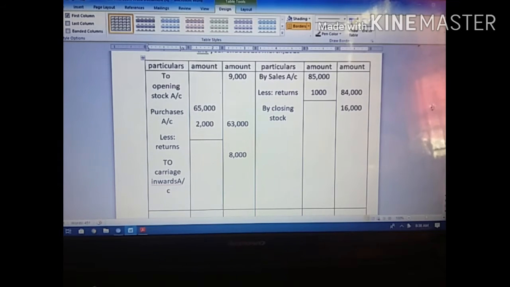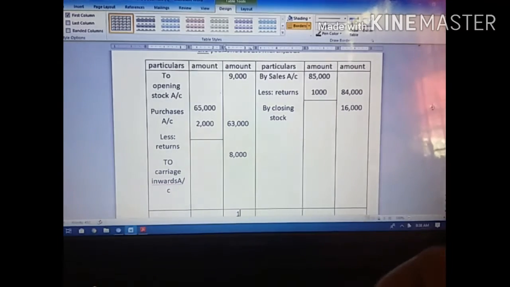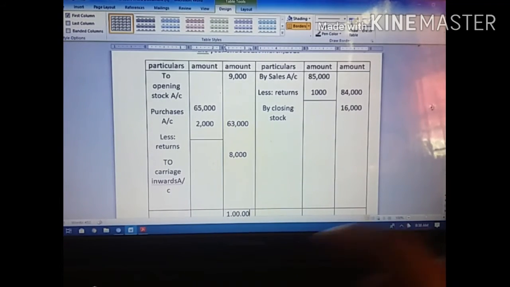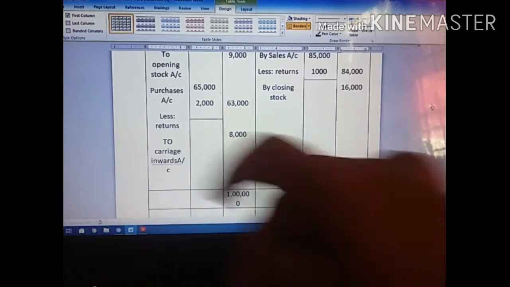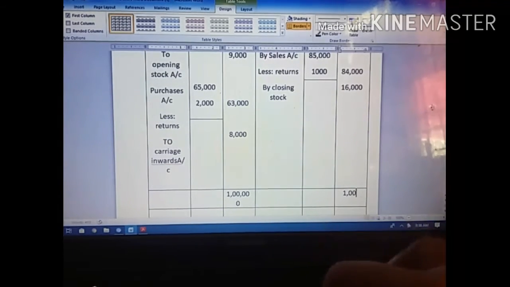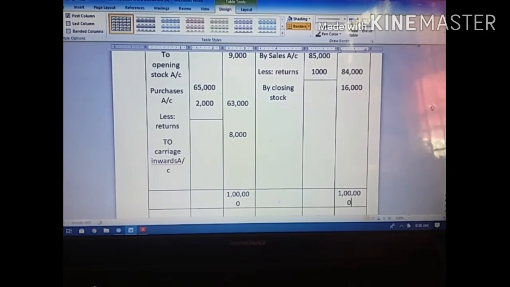So first I have to enter the highest value on both sides. The highest value is 1 lakh, so I have to write it on both sides. After that, I have to subtract the lowest value. So now I have entered the highest value on both sides.